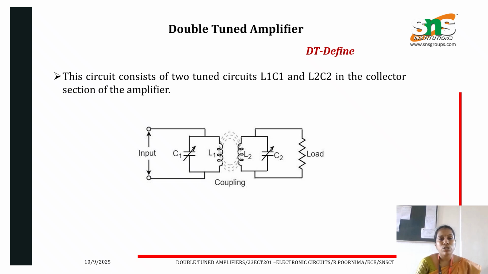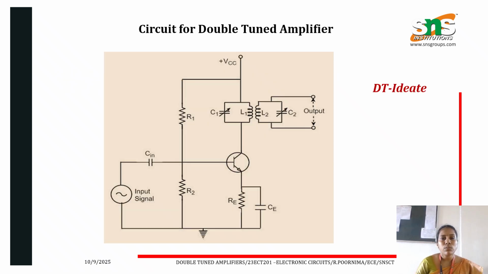What is the definition of a double tuned amplifier? It consists of two tuned circuits L1C1 and L2C2 as shown in this diagram. This double tuned circuit is connected at the collector section of the amplifier. Here we can see the circuit diagram for double tuned amplifiers.